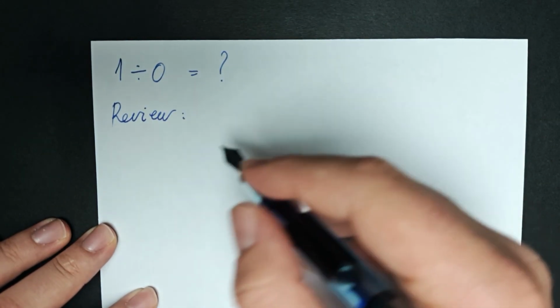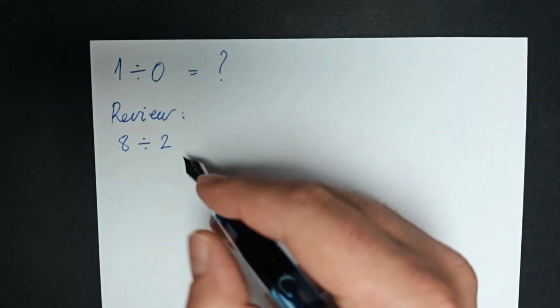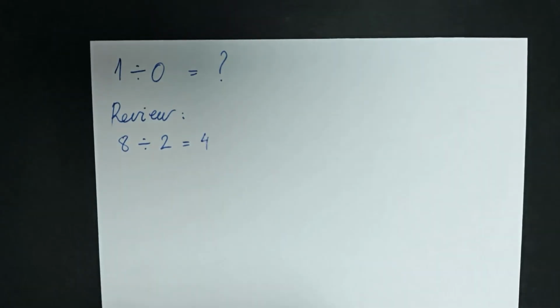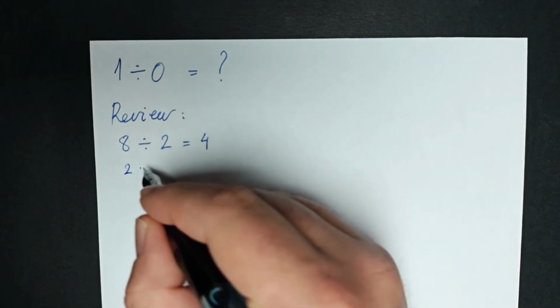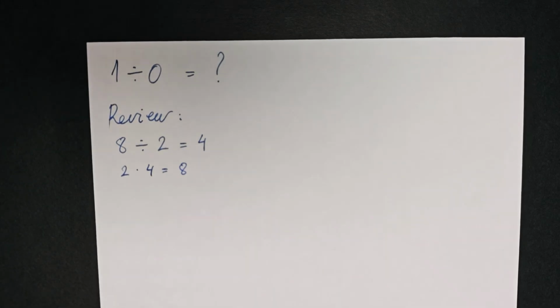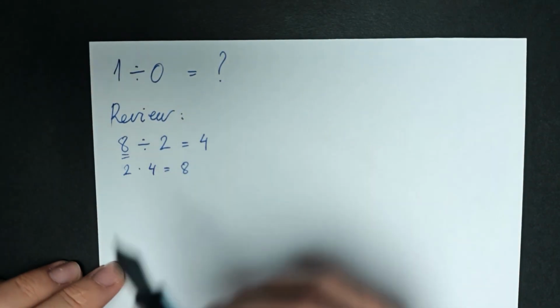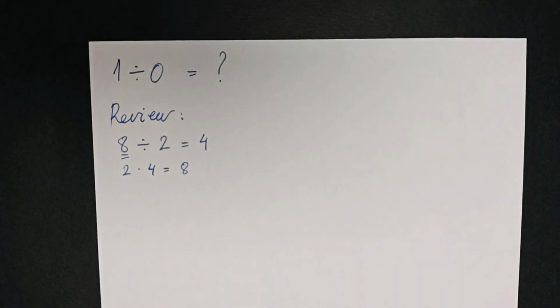Let's divide 8 by 2. So 8 divided by 2, we all know that this is equal to 4. Why do we know that? Simple, because 2 multiplied by 4 is equal to 8. But the question is, how do we work that out? If this first number, number 8 in our case, is bigger, we can do long division.